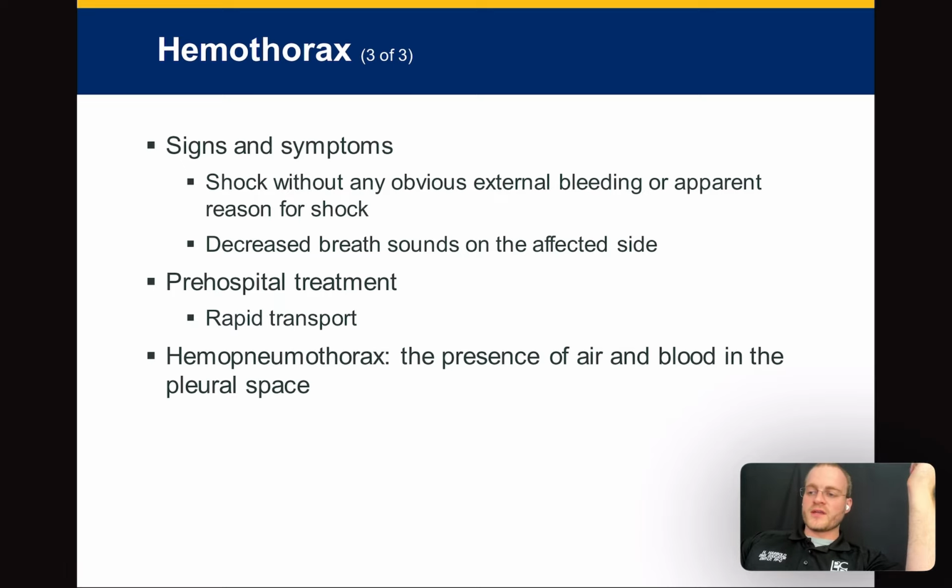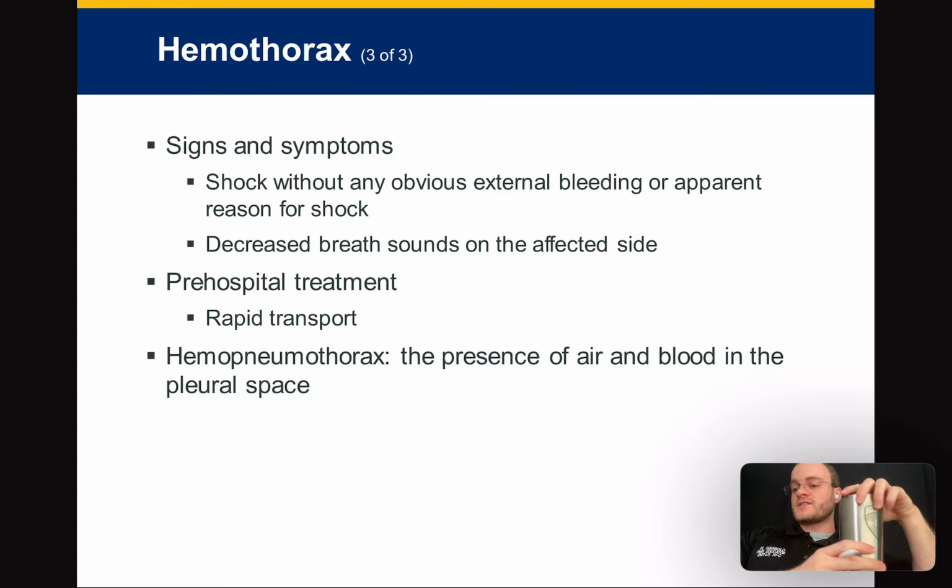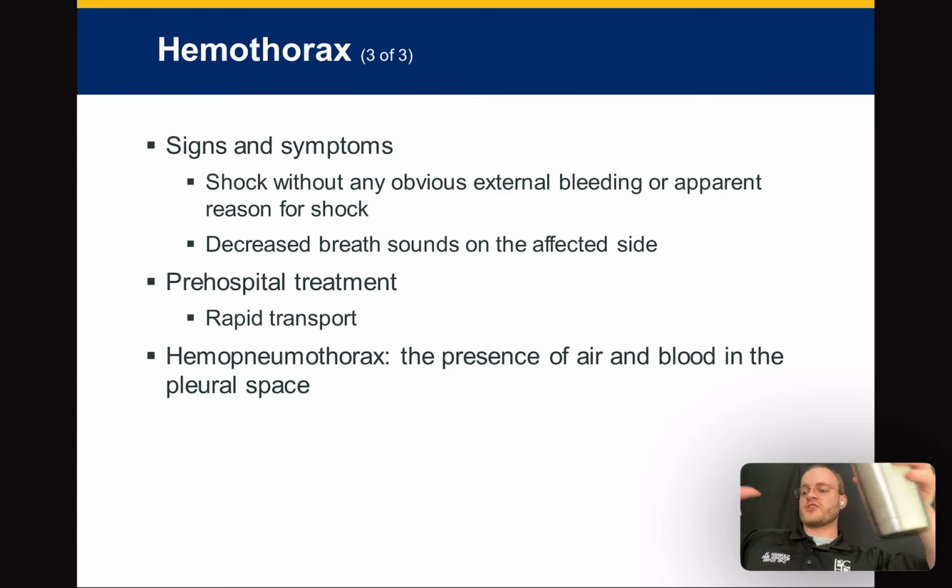Okay, that's a hemothorax and a hemopneumothorax. Hemopneumothorax is fairly common. Like I said, they happen, but it's pretty rare to find a hemothorax in isolation or a tension pneumothorax in strict isolation. Usually there's some blood in there as well, but it can happen. And so shock with signs and symptoms of a hemothorax, or shock without any obvious external bleeding or apparent reason for shock.